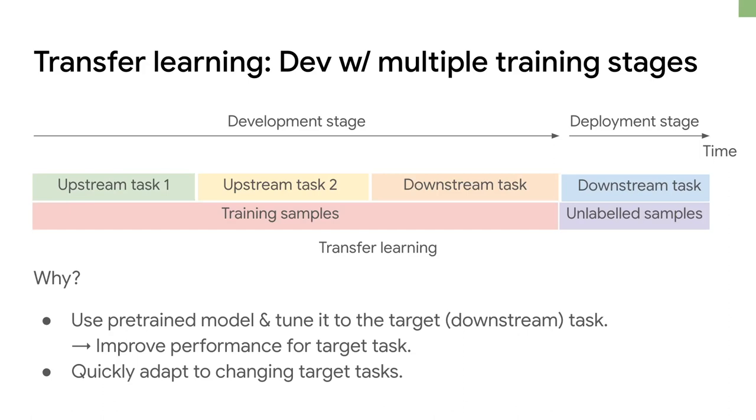Why do you do this? Because you want to improve performance. You don't have so many samples for the downstream task, but you have tons of samples for upstream tasks. Then you may benefit from the tons of samples from the upstream task, even if it's not super relevant for your task at hand. And also maybe the target task is changing very quickly, so you have to quickly adapt to it. It probably doesn't make sense to train from scratch every time, but you have a fixed model, which is already trained on upstream tasks, and then you only have to do a few more iterations for this downstream task.